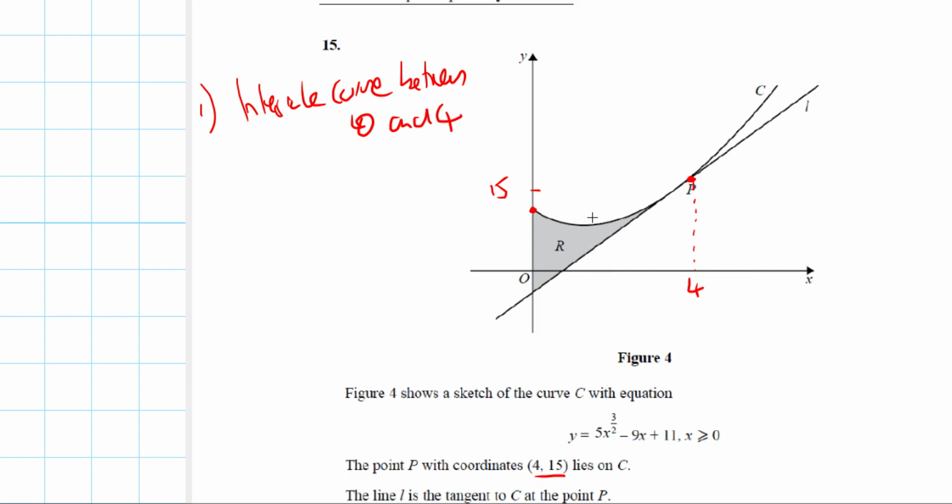Now this question is different from the previous question in that we have a line again, so we're going to find the equation of a line. First of all, it's a tangent, so we approach it slightly differently, and secondly we need to subtract the area here because the area under the line we're not interested in.